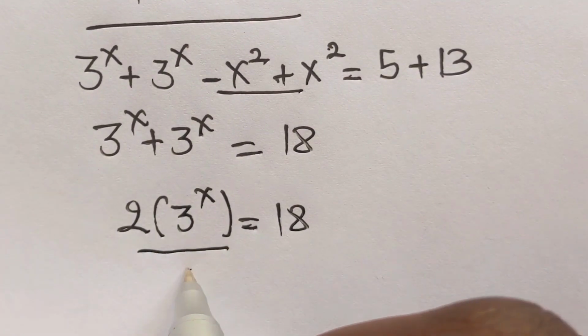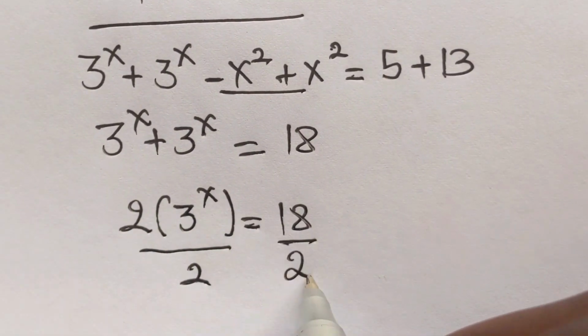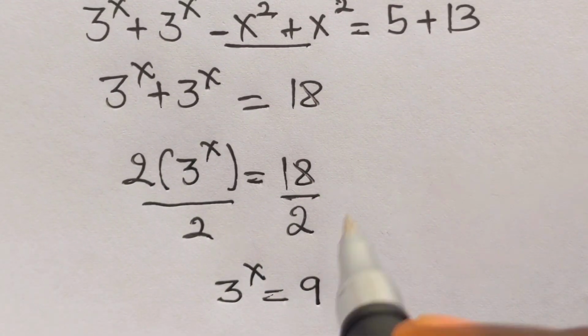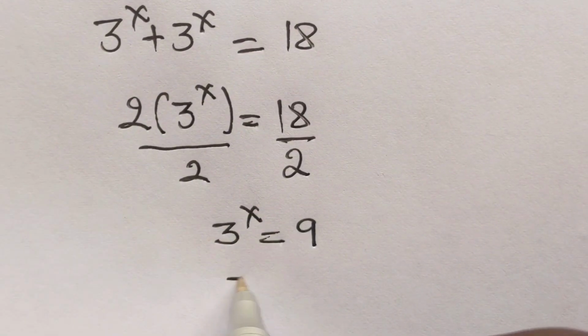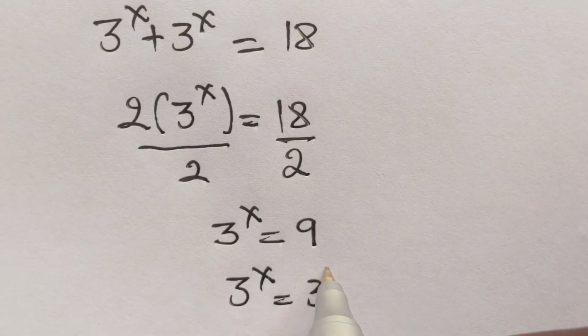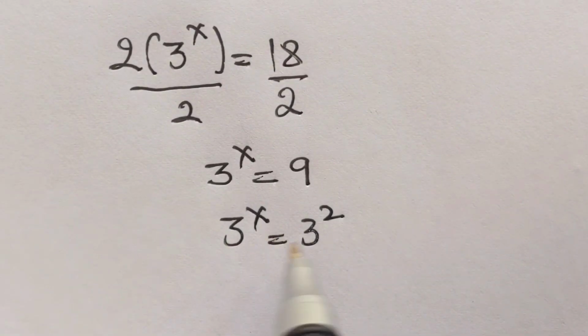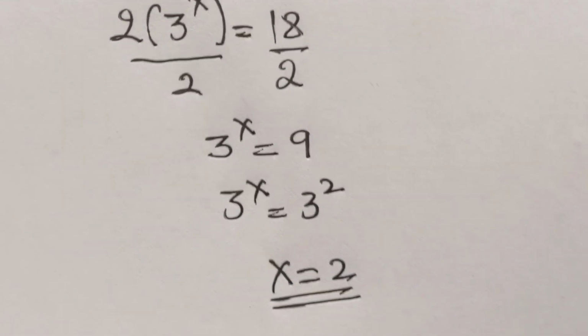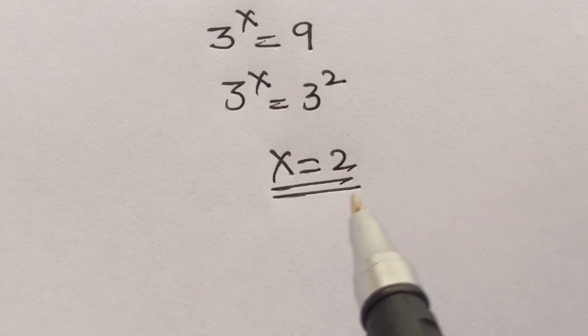We shall divide by 2, so 3 power x is equal to 9, and of course 9 is 3 squared. At this stage we have the same base, which means the powers are equal, so x will be 2, and this is the value of x.